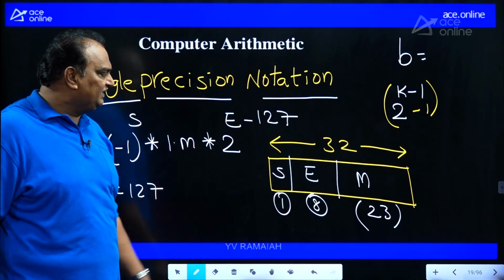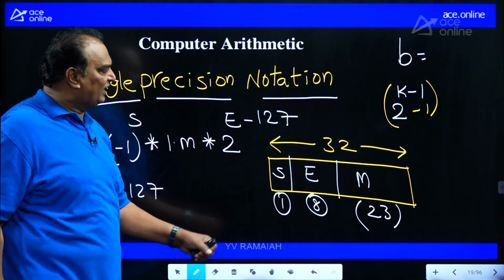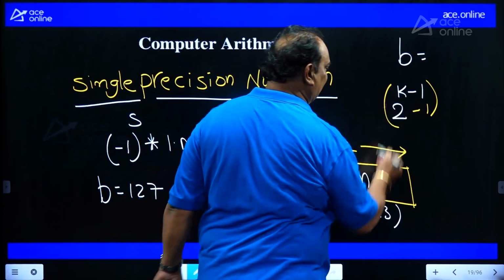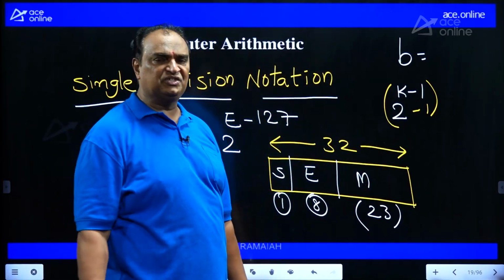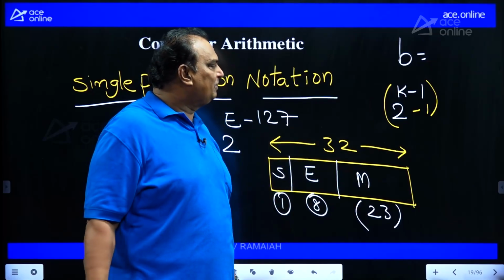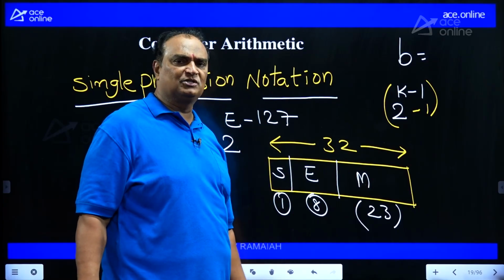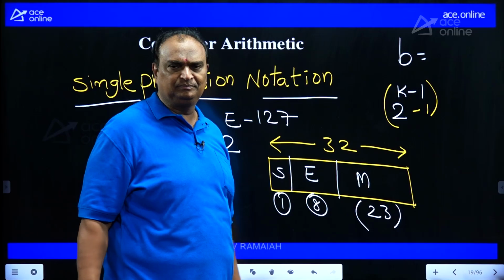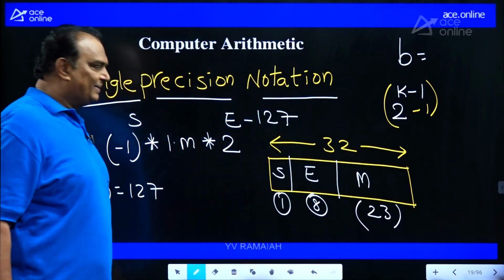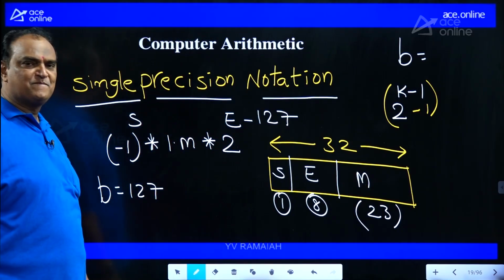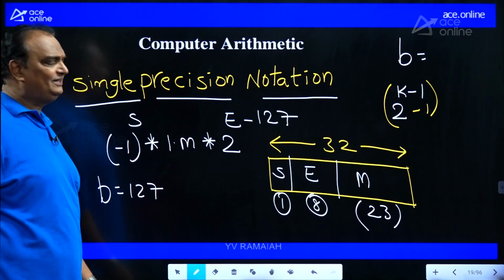Here, the size of the E field is 8 bits. That's why apply 8 in place of k. What does k tell? The size of the exponent field. That's why 2 power 7 minus 1; 2 power 7 means 128, minus 1 is 127. It is your responsibility to remember this. Okay. Next.